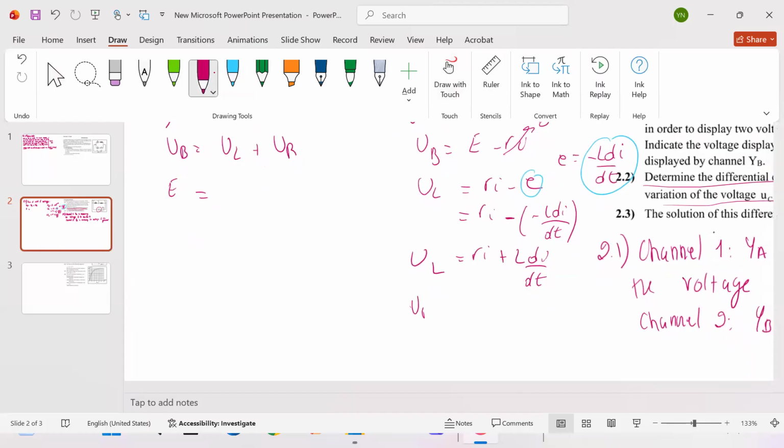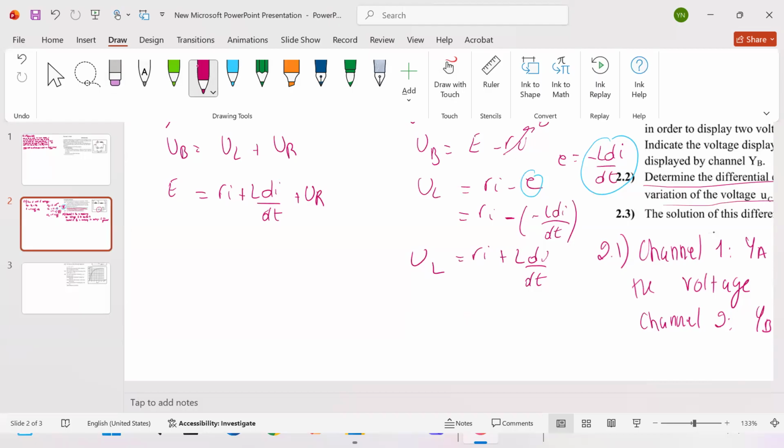UR, simply, it's Ohm's law, Ri. So, usually this is what we do. But now they don't want i, they want UR. UR, that means keep UR as it is. So UL is replaced by ri plus L di over dt. Plus UR, I'm not going to replace it as I'm used to by Ohm's law. No, because they want UR. I cannot change it, as simple as that.